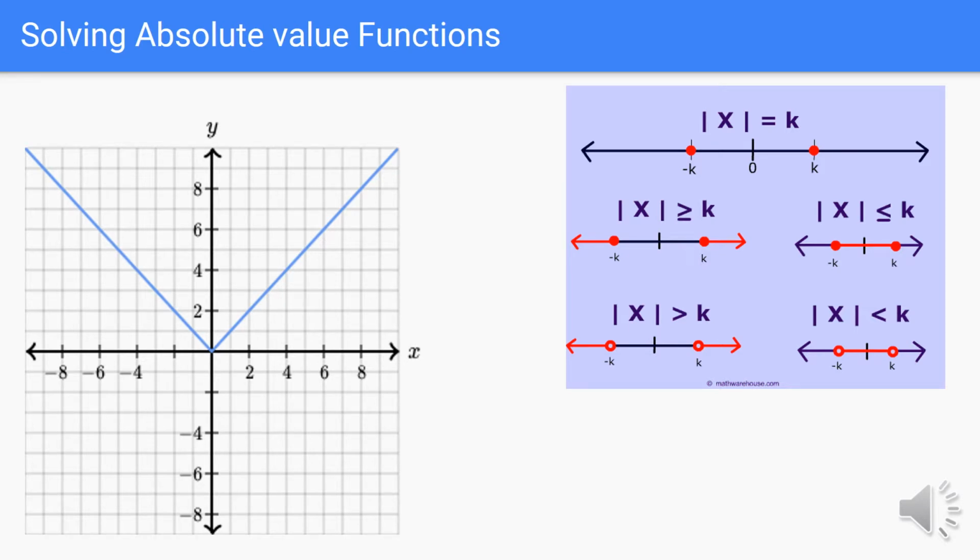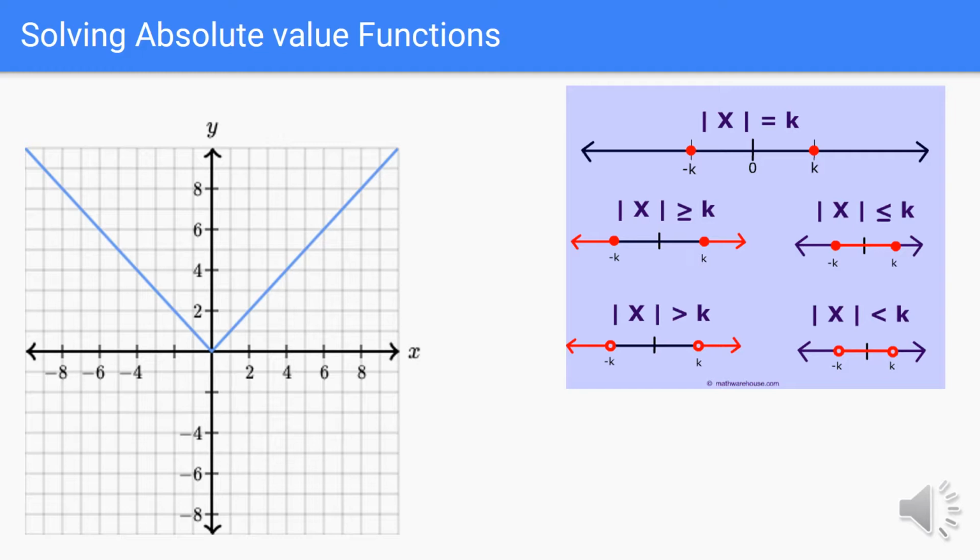To solve an absolute value function, we need to first understand what it's saying. All right, if I'm looking for an absolute value being equal to a certain number, say in this graph, I'm looking for the value for which the absolute value equals 6, I'm going to draw a horizontal line at 6 and see where it crosses. It crosses at 2 points. It crosses at 6 and it crosses at negative 6. So that corresponds to the right-hand number line where I've got 2 dots.